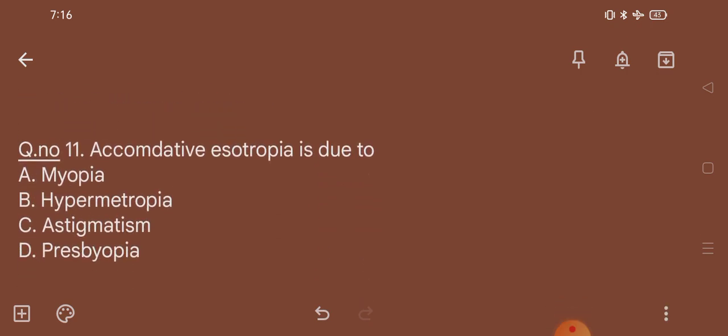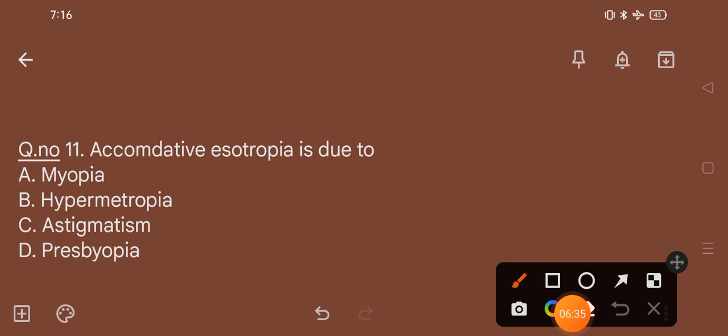Question number 11. Accommodative esotropia is due to option A, myopia; option B, hypermetropia; option C, astigmatism; and option D, presbyopia. The correct option is accommodative esotropia is due to hypermetropia.